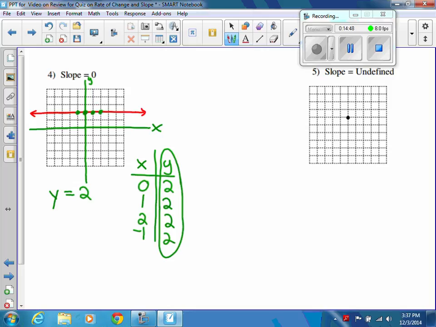Now on the flip side of that, let's take a look at this one here where it says the slope is undefined.